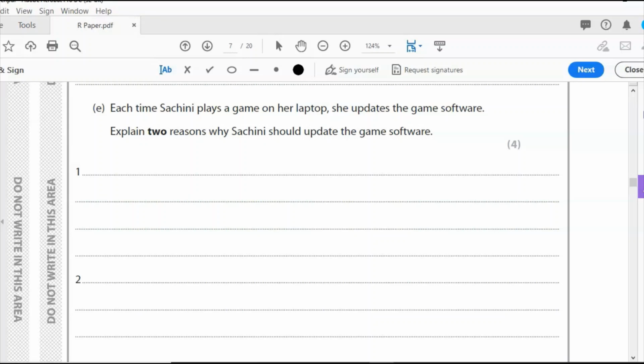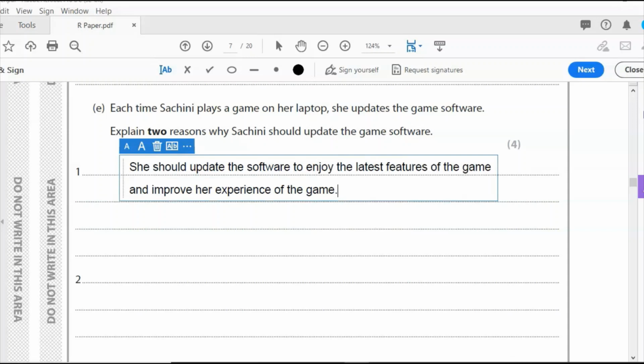E. Each time Sashini plays a game on her laptop, she updates the game software. Explain 2 reasons why Sashini should update the game software. Now you can see I started constructing my answer, so she should update the software to enjoy the latest features of the game and improve her experience of the game. Second thing I'm going to go for is the security side.